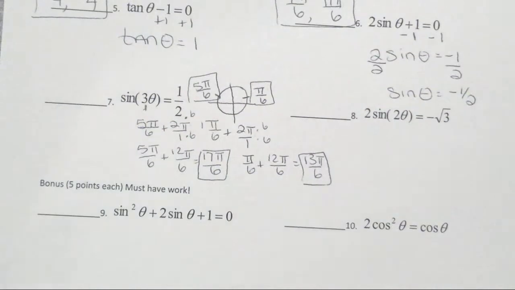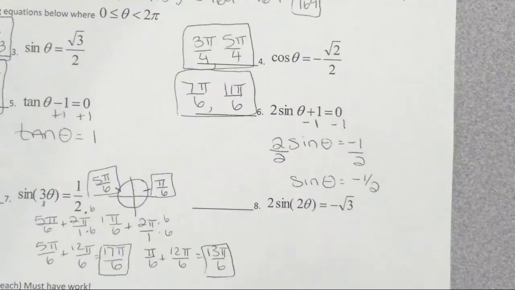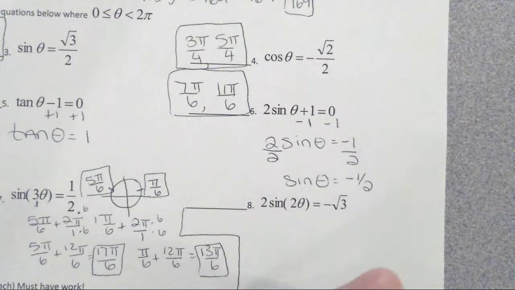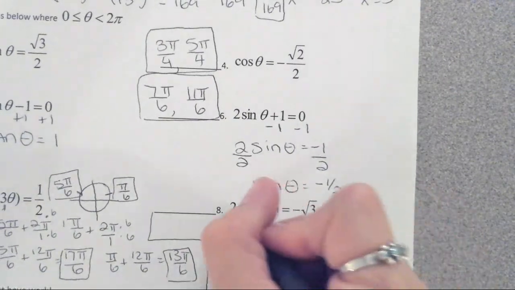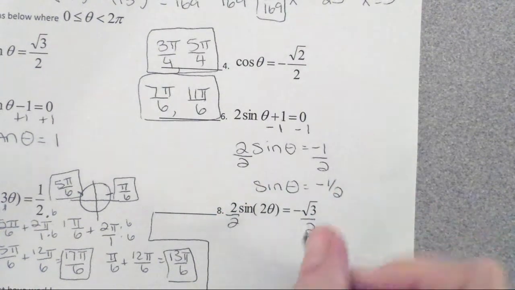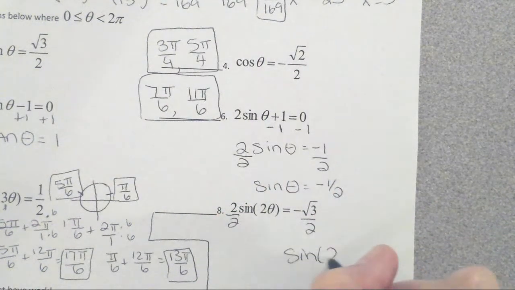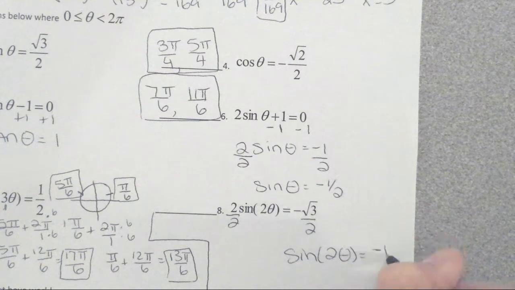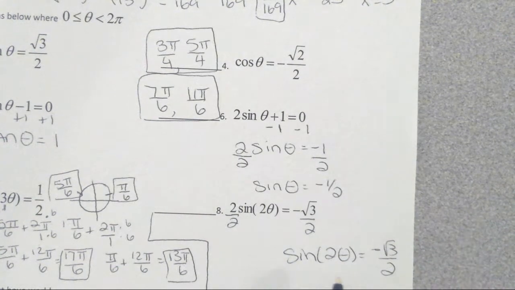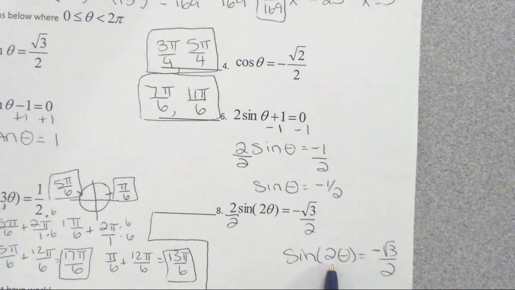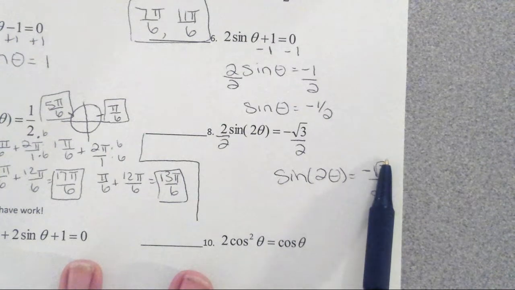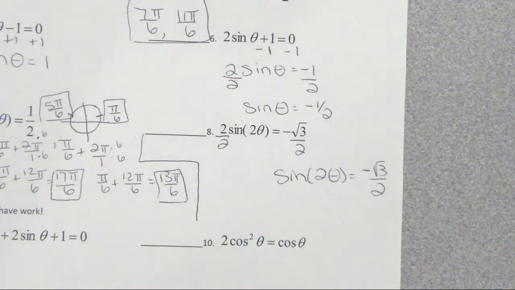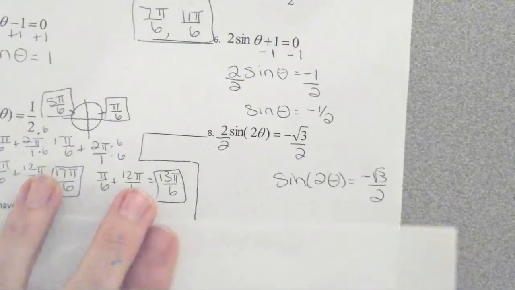All right, number 8 is similar to what we just did. On number 8, the first thing we have to do is make this just a regular sine. So I'm going to divide both sides by 2. And we have sine of 2 theta equals negative root 3 over 2. So on this problem, I'm going to go around twice. So I need to find out where on my circle does sine equal negative root 3 over 2. So here's my little circle. I'm just going to draw it over here to the side.